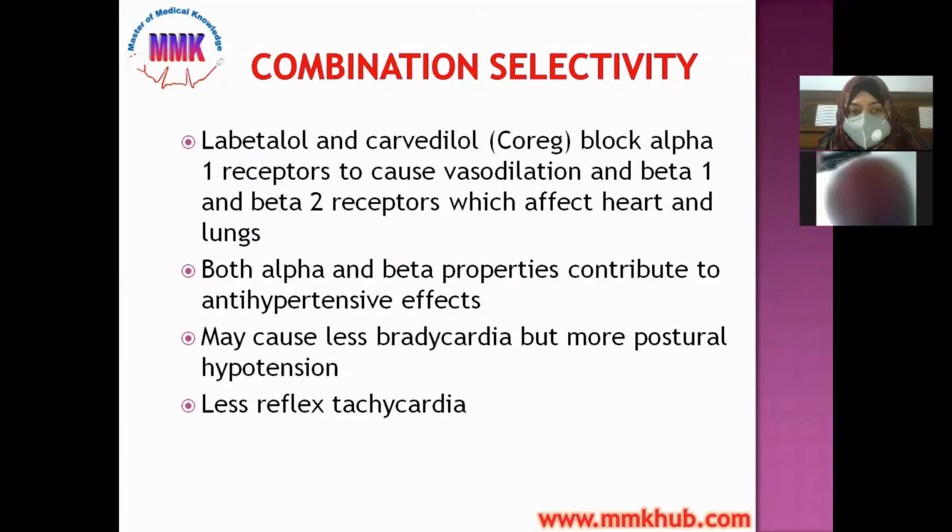As we have studied before, labetalol and carvedilol are those drugs which work on beta 1, beta 2, as well as alpha 1 receptors. So they cause vasodilation by working on alpha 1, and they also affect the heart and lung by working on beta 1 and beta 2 receptors. Both alpha and beta properties contribute to the antihypertensive effects and may cause less bradycardia but more postural hypotension, and also lead to reflex tachycardia as a side effect. So if you are going to treat a hypertensive emergency along with tachycardia in a patient, the drug of choice will be labetalol, right?